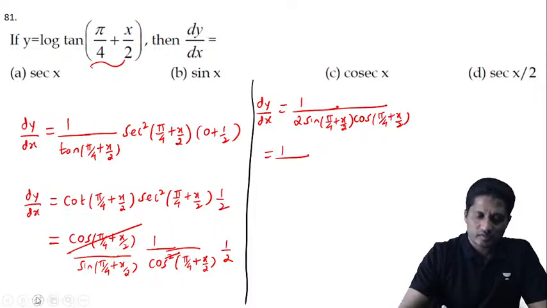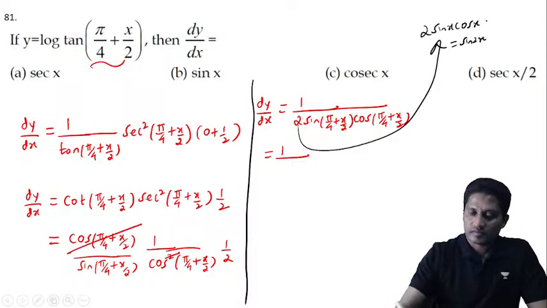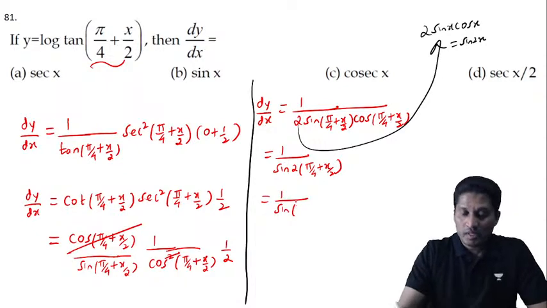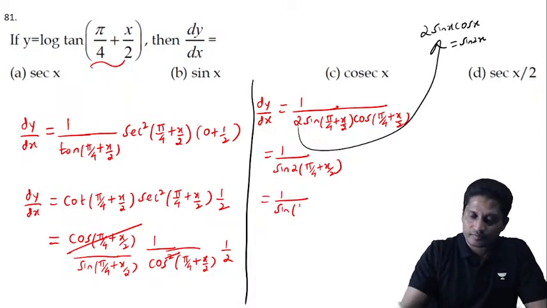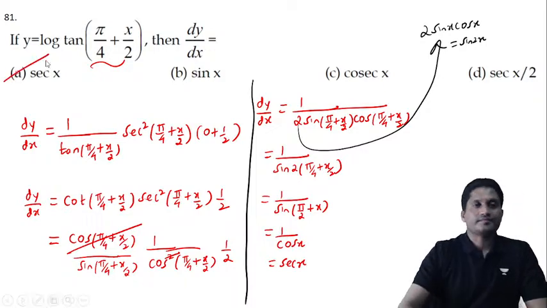This is 1 upon, this is of the form 2 sin x into cos x, which is equal to sin 2x. Okay, now 2 sin x cos x is sin 2x, sin 2 into pi by 4 plus x by 2. 1 divided by sine of, if you multiply by 2, you get pi by 2 plus x. Sine of 90 plus x is equal to cos x, and 1 by cos is sec. Answer is option A. Good question.